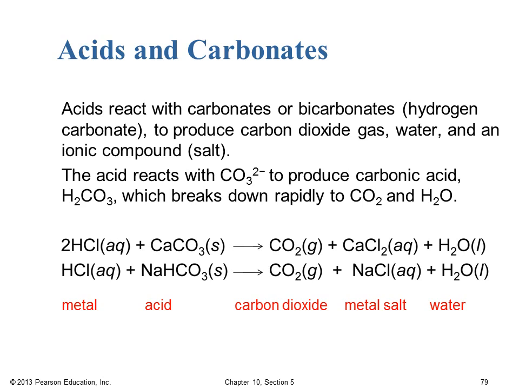When we have acids and carbonates, we produce carbon dioxide gas, water, and then an ionic compound or a salt. In these examples, we have hydrochloric acid reacting with calcium carbonate, or baking soda, the sodium bicarbonate on the bottom. In both of these cases, they form carbon dioxide and water. And then they also form some type of salt. In the first case, it's calcium chloride. In the second, it's table salt, sodium chloride.